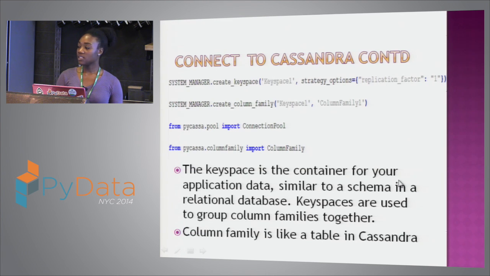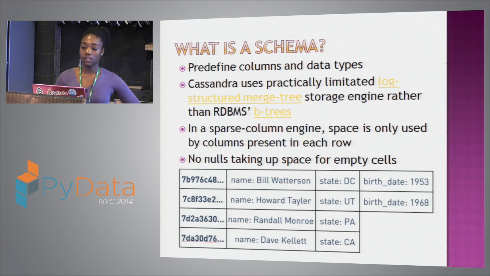So what is a key space? It's similar to a schema in a relational database. So they basically just group column families together, excuse me. And what is a column family? It's similar to a table from a relational database. So I talked about schemas, I think. I said that Cassandra is schemaless.